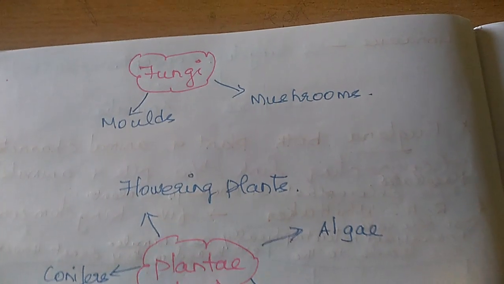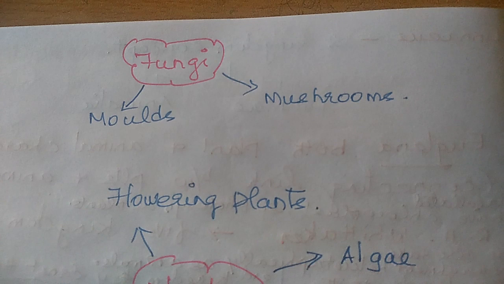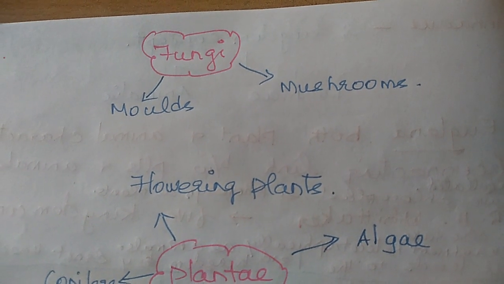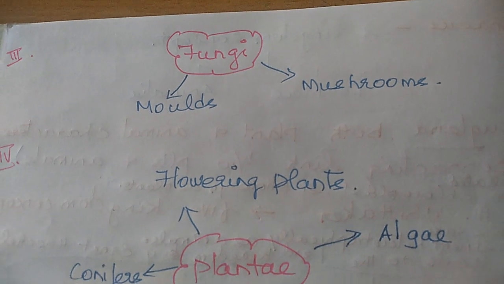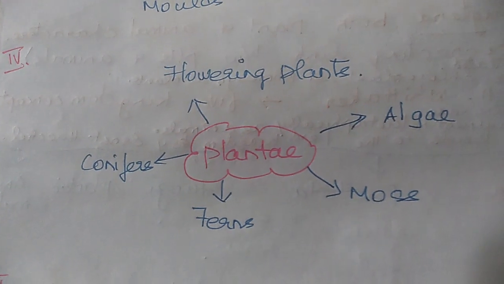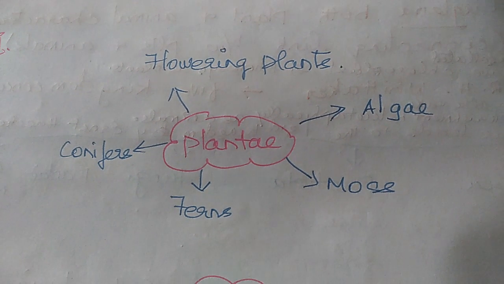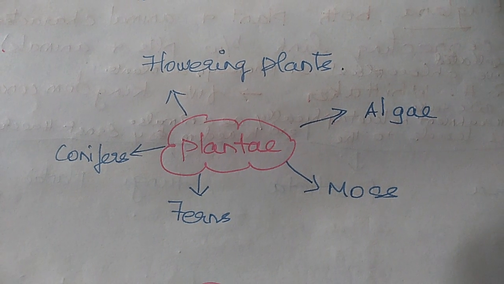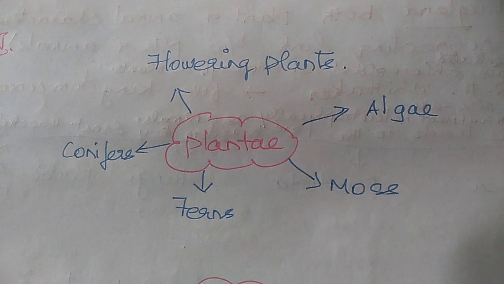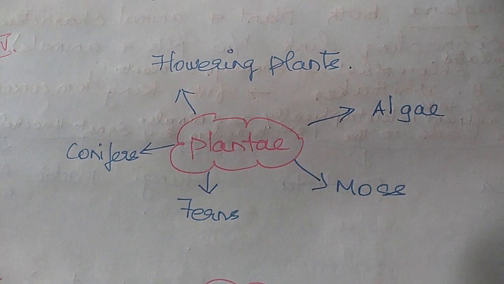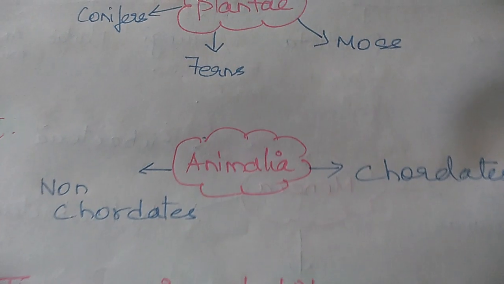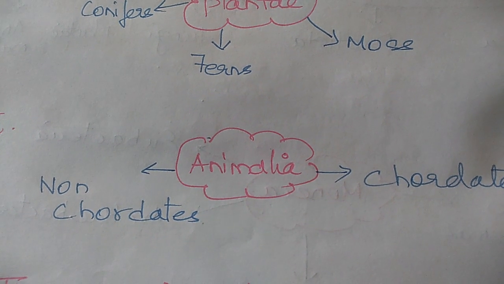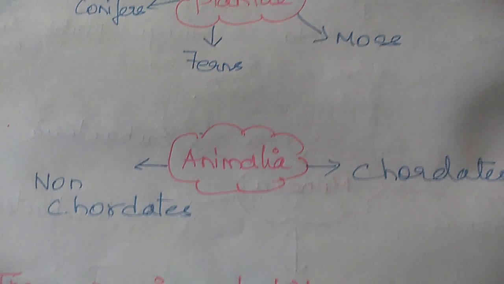And the third kingdom is fungi. Fungi has 2 types, molds and mushrooms. So they belong to the fungi kingdom. And the next kingdom is plantae. In plantae we have algae, moss, ferns, conifers and flowering plants. So they come under the plantae kingdom. And the next one is animalia. It has 2 members. One is non-chordates and the other one is chordates.